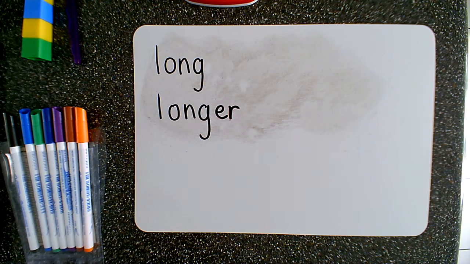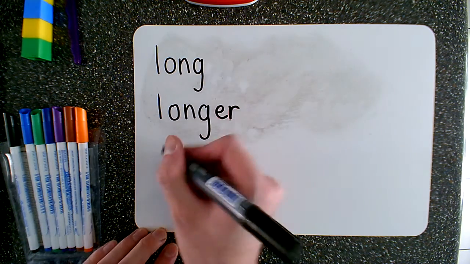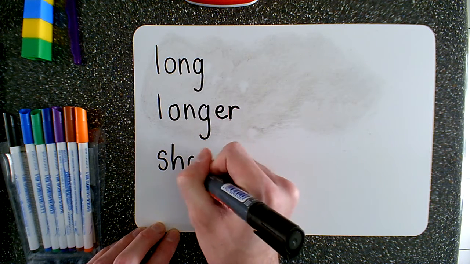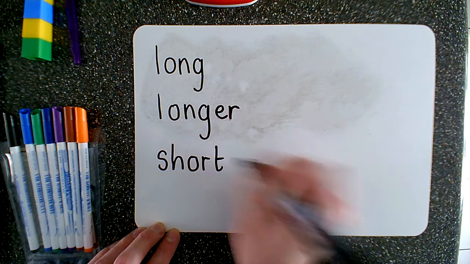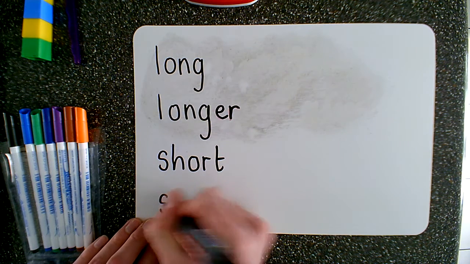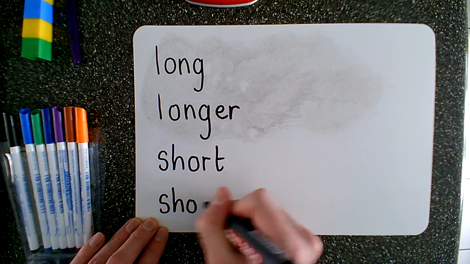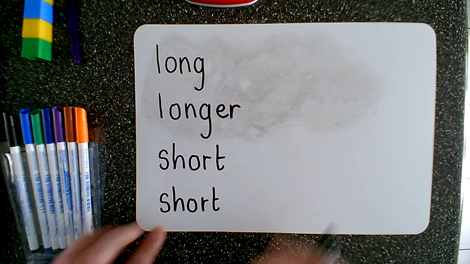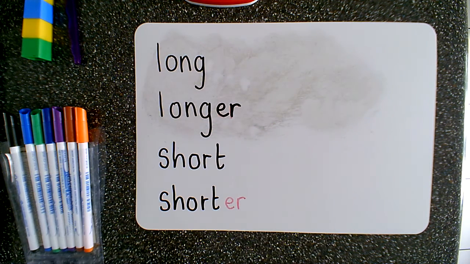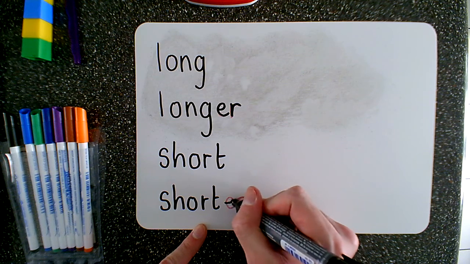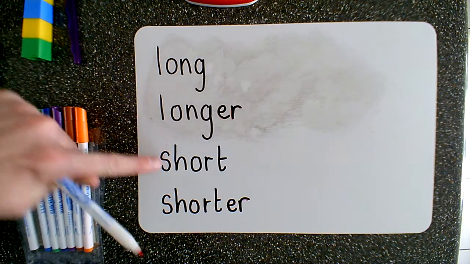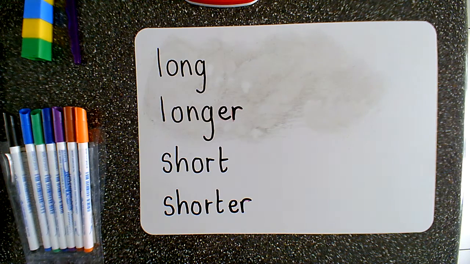Very good, okay? Next one we're going to look at is, if something can be long, something can also be quite the opposite, short, short. Can you say that word? Very good. Okay, and again, if we're comparing some objects together, we can say that it is shorter, okay? Can you say shorter? Very good. Okay, so we've got long, longer, short, shorter, right?